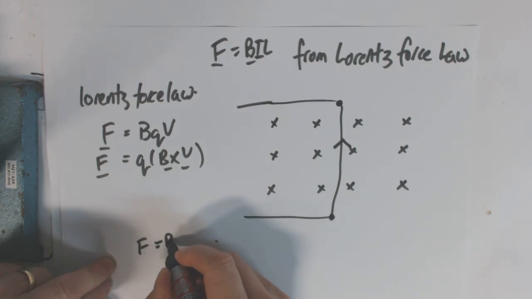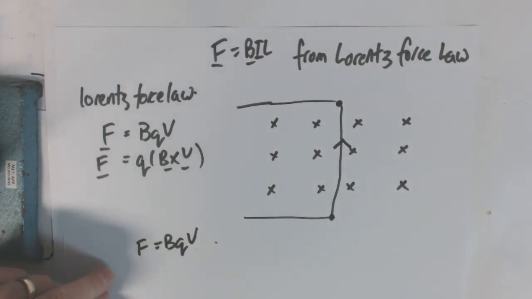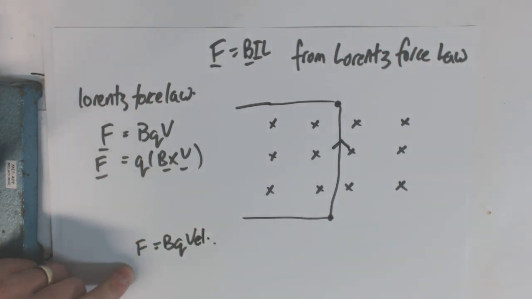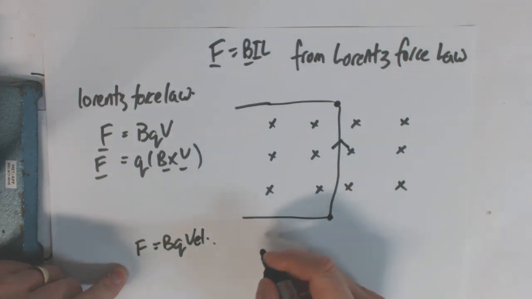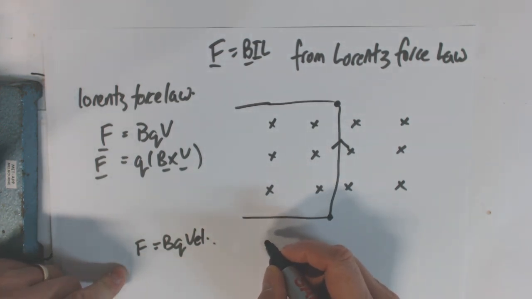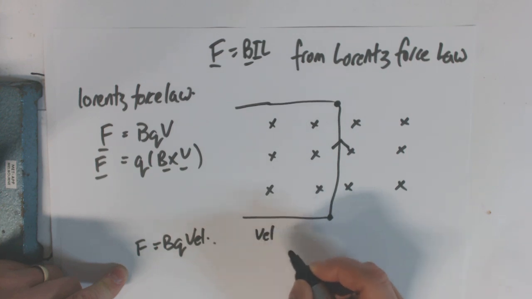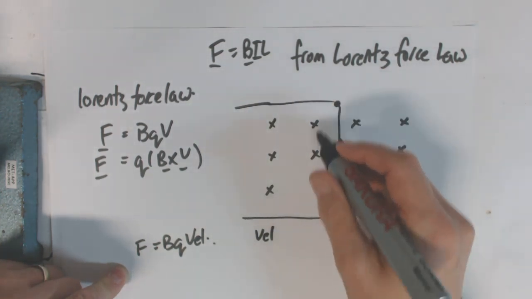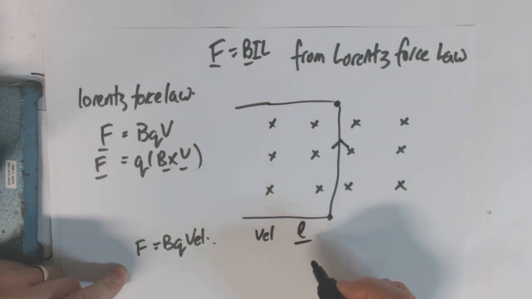F equals BQV. Now that's the magnetic force. Can we make any substitutions there going to help us with that? This is velocity. Now, what we can do is we can say, well, velocity for the wires, these electrons flowing in this wire, is going to be the length of the wire divided by the time it takes, t.